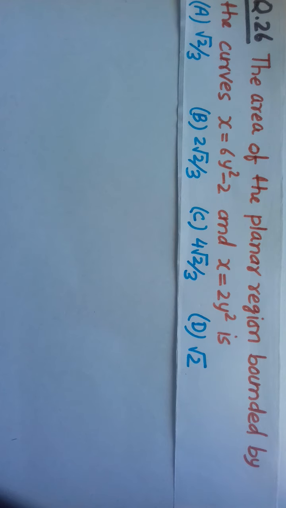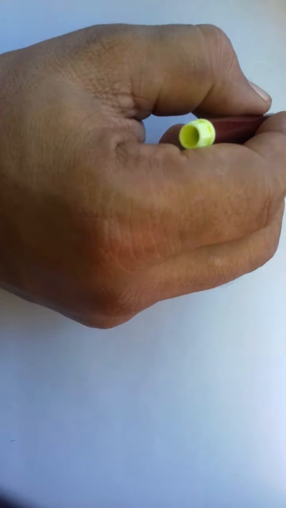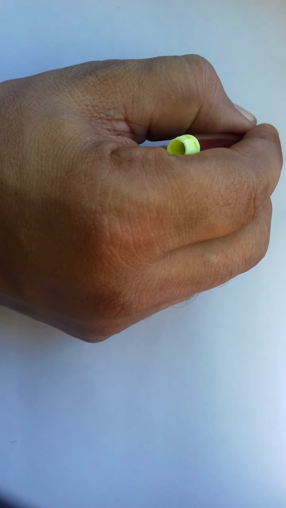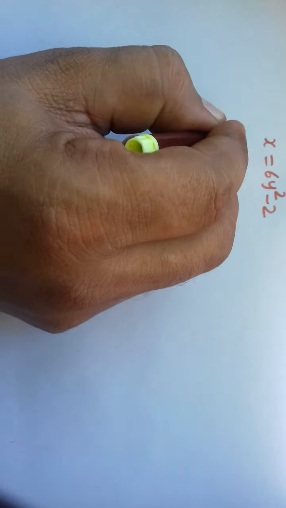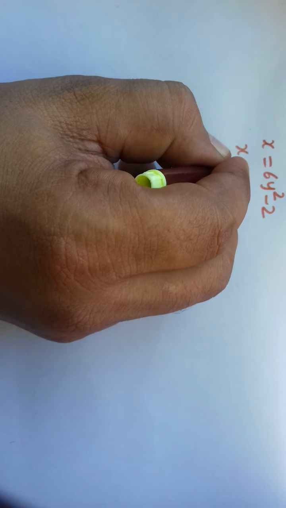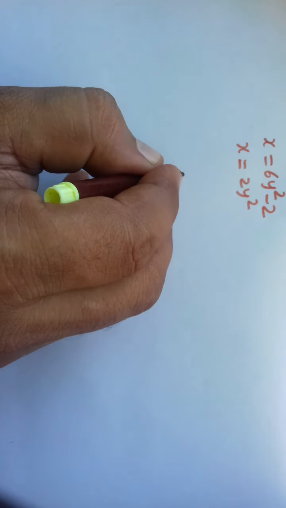Here is our question. In the question you see two curves, and we have to find the area of the enclosed region. The first curve is x equals 6y square minus 2 and the second is x equals 2y square.